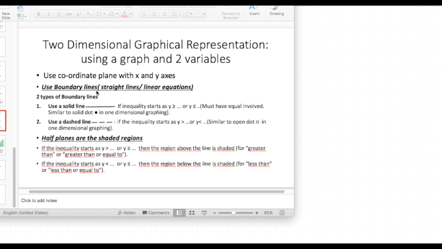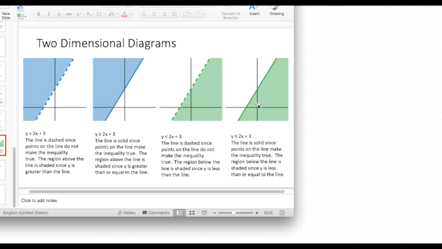So you use boundary lines for your straight lines or your linear equations, and then half planes. Please ignore the red underlines. So half planes are the shaded regions of your two-dimensional graphical representation. If the inequality has any greater than involved in it, then you would shade above the line. And if the inequality has any less than involved in it, you will shade below the line, right? So this here is going to show you some examples, and I'm going to use directly each of these examples to show you how we would end up with two-dimensional diagrams.